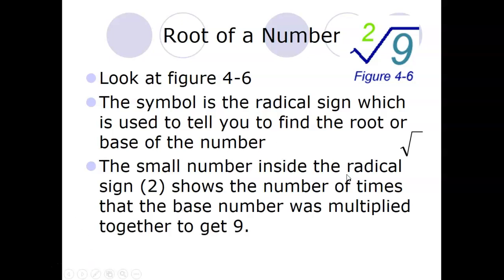So the small number inside what's called the radical is the number of, I'm sorry. The symbol is the radical, which is used to tell you to find the root or base of the number. And this number is supposed to tell you how many times the base number was multiplied to get this number right here. Okay?